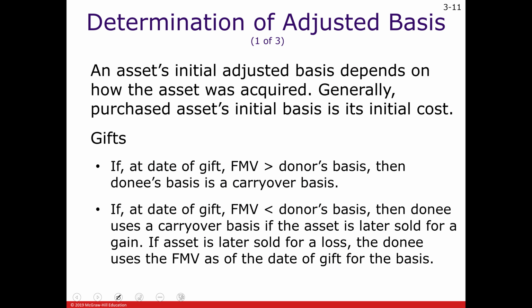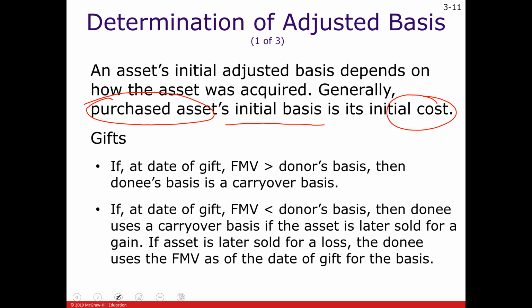So the simplest method is when the taxpayer buys the asset. That initial cost basis is going to be that cost that's being paid. And that's the most common way of determining that initial cost basis.